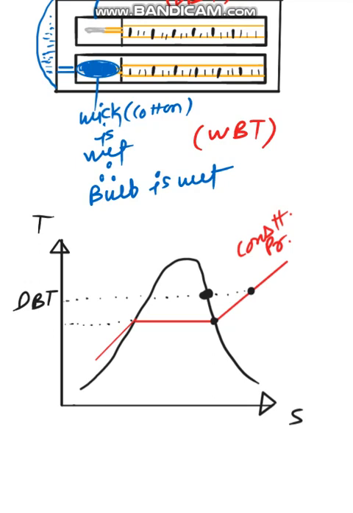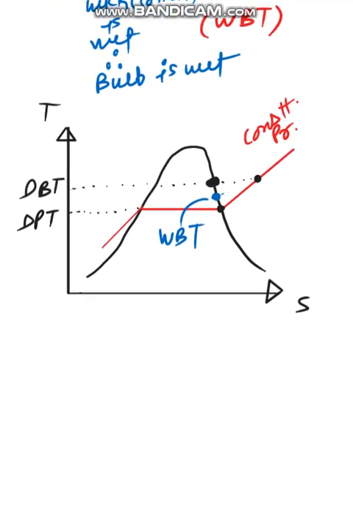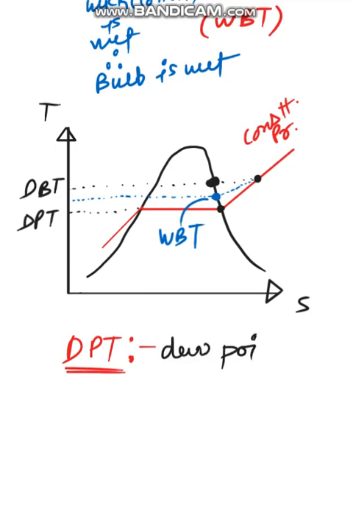And when you cool the air at constant pressure, then you have DPT, dew point temperature, and in between these two there is wet bulb temperature based on saturation. This is wet bulb temperature in between these two. Dry bulb temperature is maximum, then wet bulb, and dew point temperature is minimum among these three.